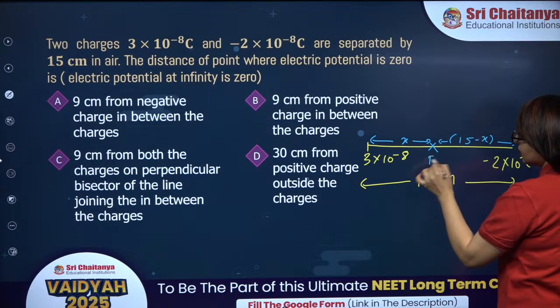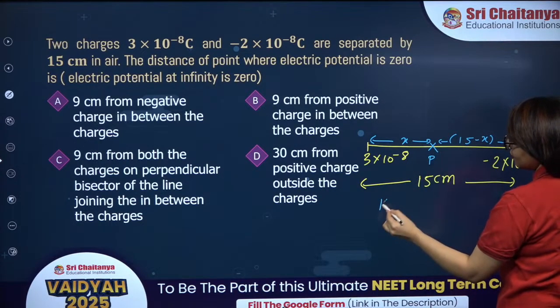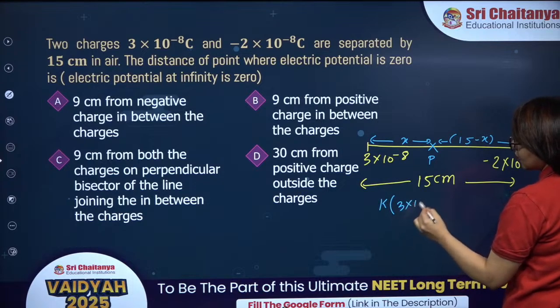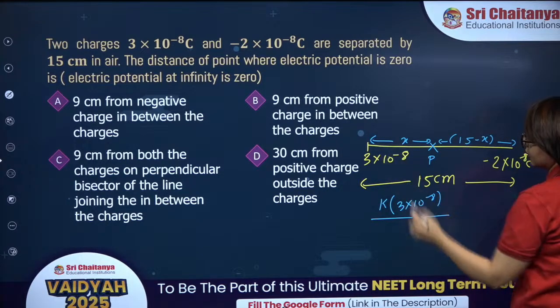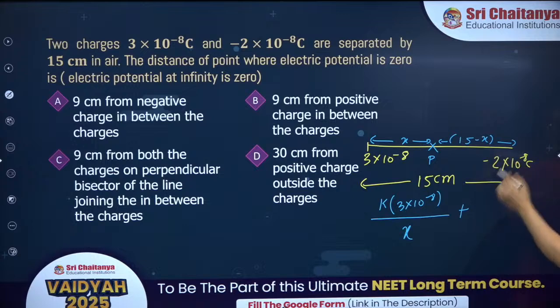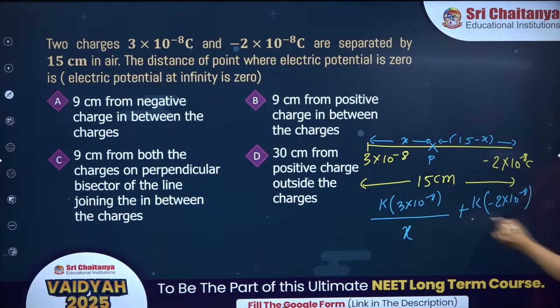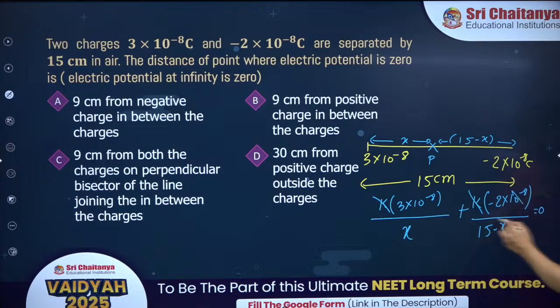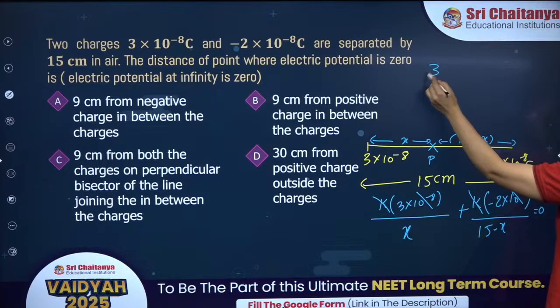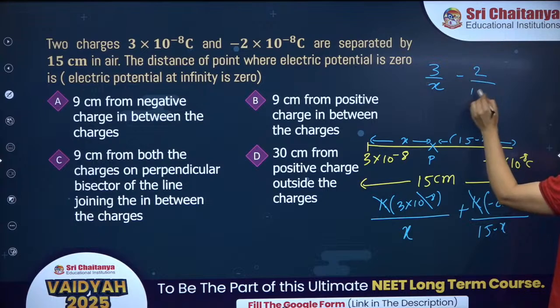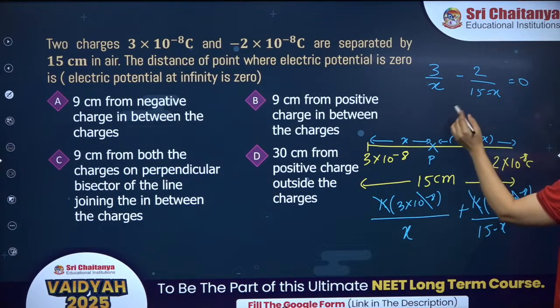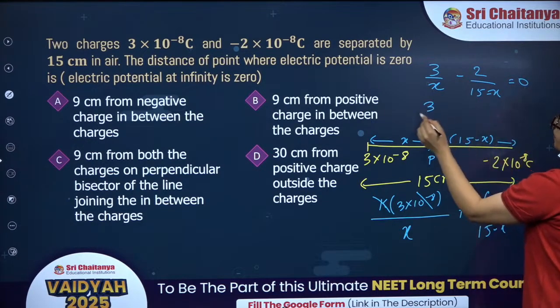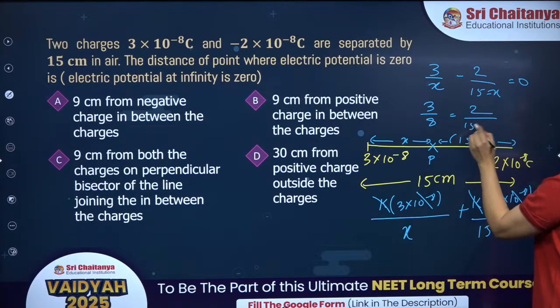So net potential at this point P should be 0. So it is K Q divided by R, which is K into 3 into 10 to the power minus 8 divided by x, plus potential due to the negative charge, K into minus 2 into 10 to the power minus 8 divided by 15 minus x, and it should be 0. So you can take K common and cancel it out. 10 power minus 8 common, cancel it out. So what do we have? 3 upon x minus 2 upon 15 minus x is equal to 0. So it will be 3 upon x is equal to 2 upon 15 minus x.